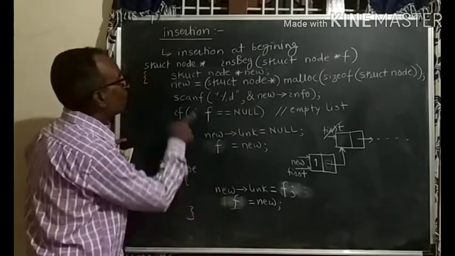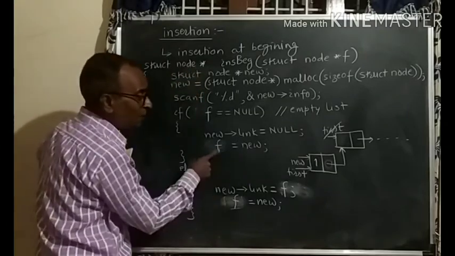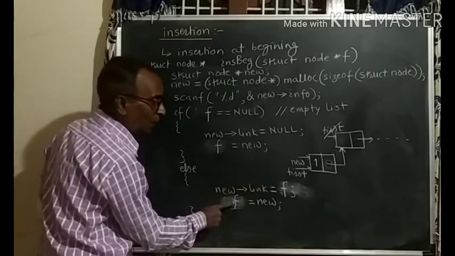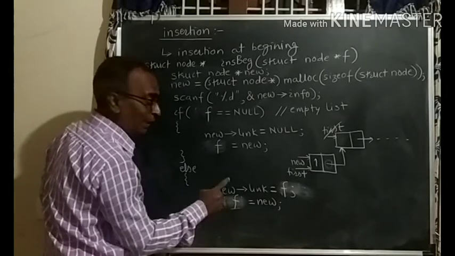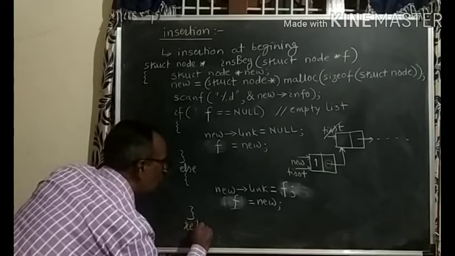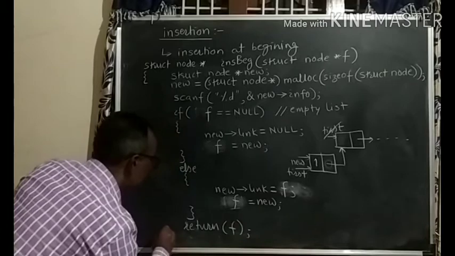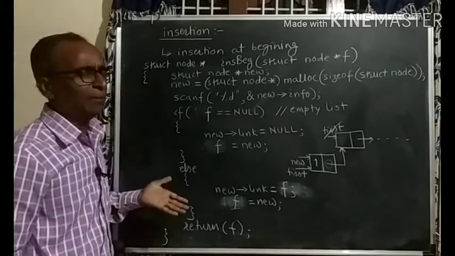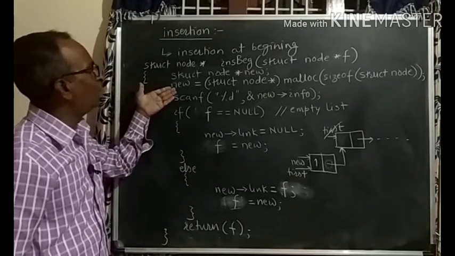That is over. Now this function returns, as first is being changed, that should be reflected back to the caller. So the first node's address is in f now, and that you have to return. So at last I have to write return f. That's it. This is now a function. It will work fine for insertion at beginning. You may add anything here, printf, enter the value.